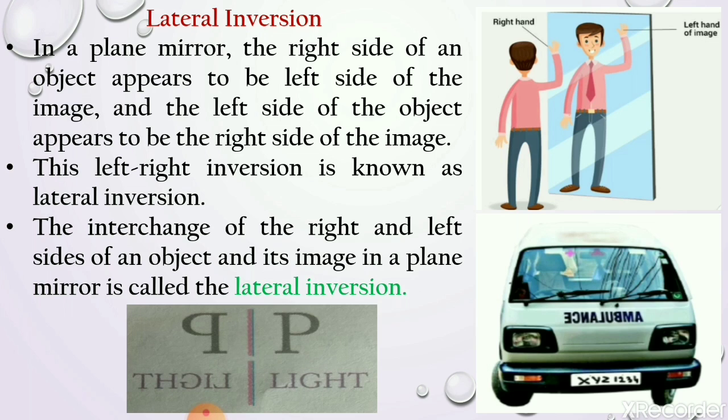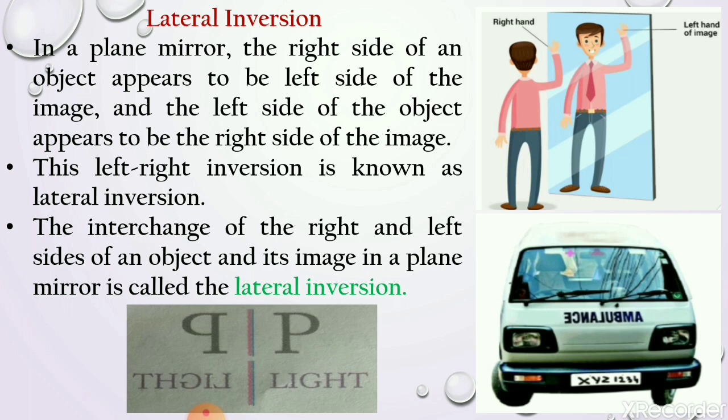Similarly, suppose you have a printed page of a book. Keep it in front of a mirror, and you can see that the images of the letters appear erect, upright, but laterally inverted, or sideways. This phenomenon, due to which the image is laterally inverted, is termed lateral inversion. In a plane mirror, the right side of the object appears as the left side.